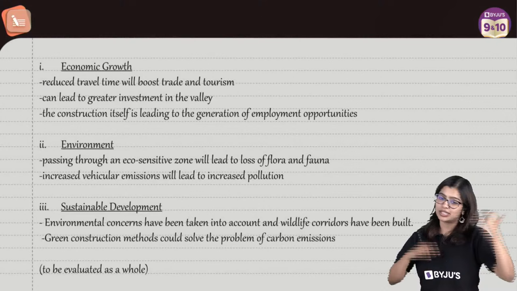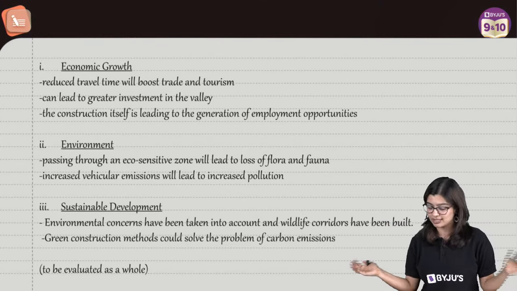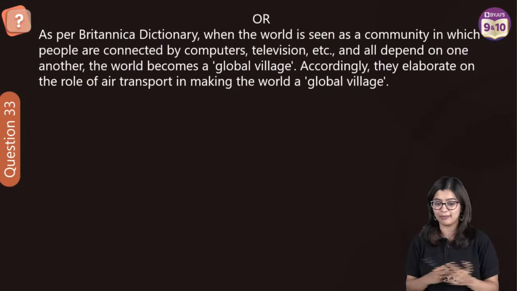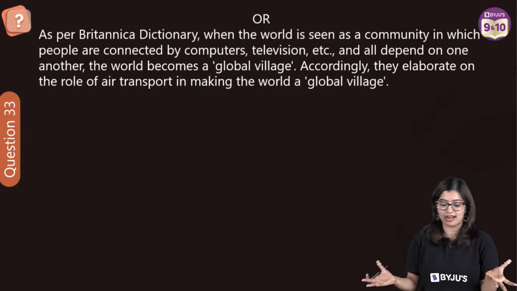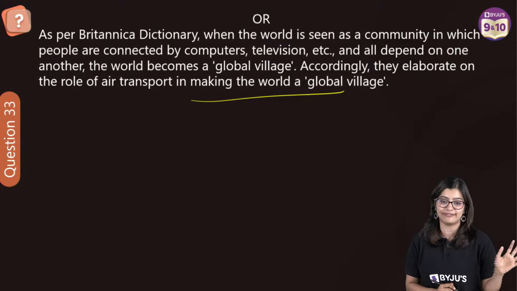Okay. So this is how you would write the answer. But as we know, this is deleted syllabus. So we have nothing to worry about. Next is also very easy, okay? They're asking, how does air transport make the world a global village?